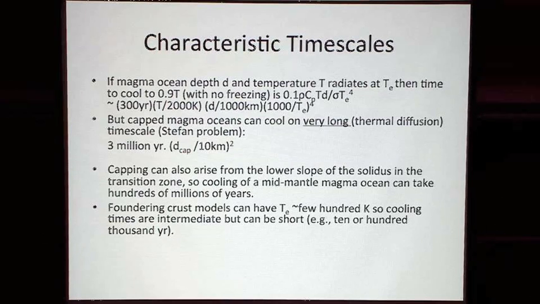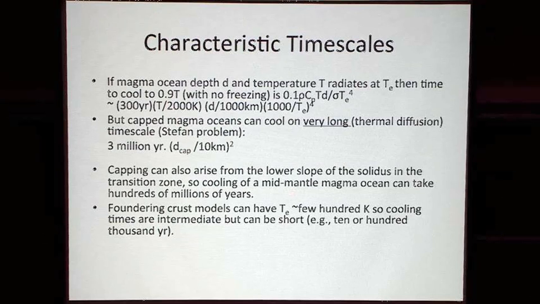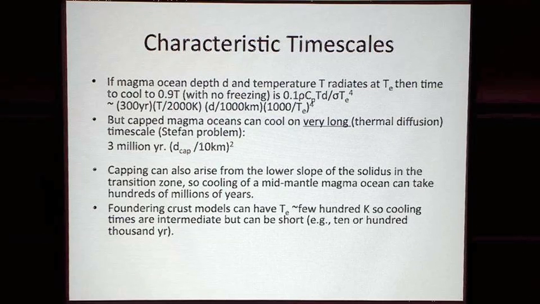What matters is the density properties, but also the related thing of the slope of the solidus. For example, in the transition zone, the melting curve tends to turn over and the adiabat may be steeper than the melting curve, and so you can have a melt in the transition zone that exists for a long time. Same thing can happen at the base of the mantle.